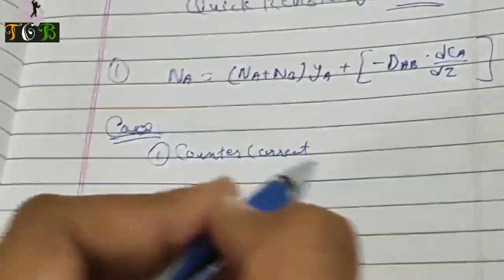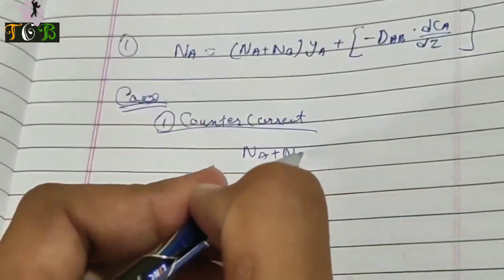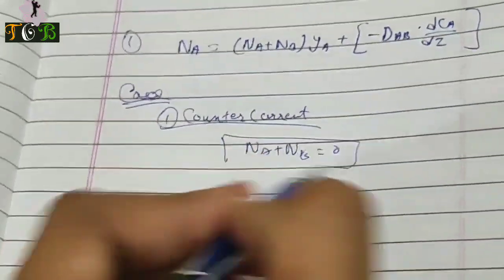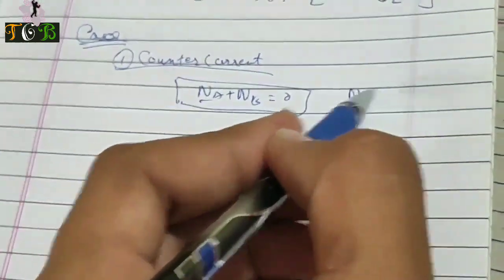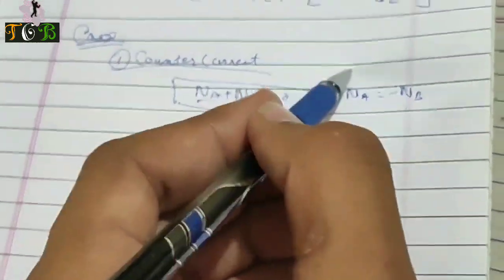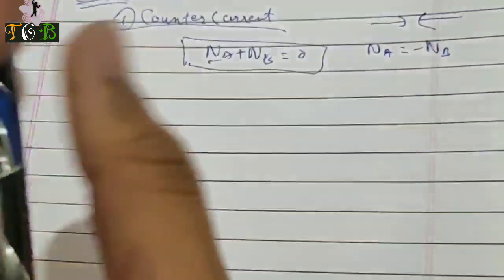Okay, in this case, what you have to remember is that Na plus Nb will be equal to 0, and I hope that you know why it is so. Okay, the concept is Na equals minus Nb, because both molecules are going in opposite directions. So here it's going to be very simple.